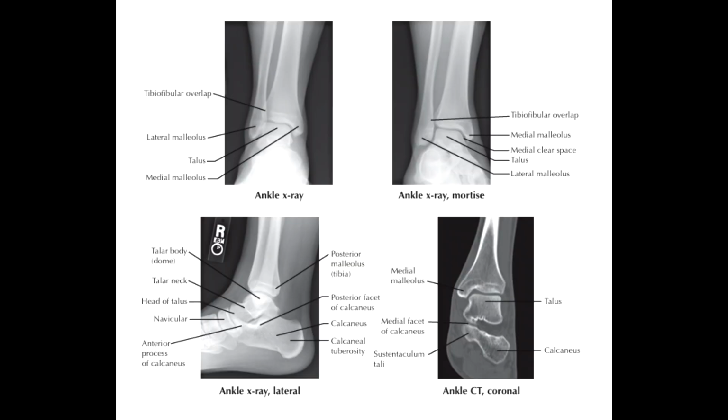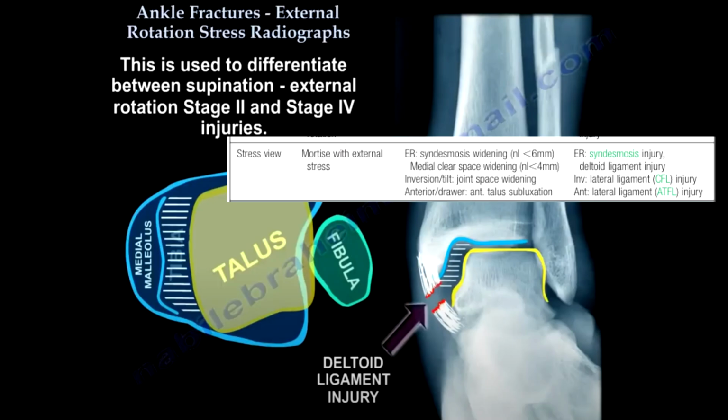Now let's analyze the stress views, which are specialized radiographs obtained while applying an external stress force to the ankle. These are critical for diagnosing ligamentous injuries that may not be apparent in standard views. In an external rotation stress test, if the tibio-fibular clear space widens beyond 6 mm, this indicates syndesmotic injury. Similarly, widening of the medial clear space greater than 4 mm suggests rupture of the deltoid ligament.